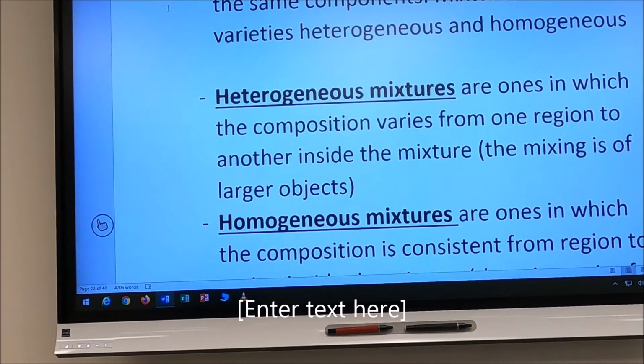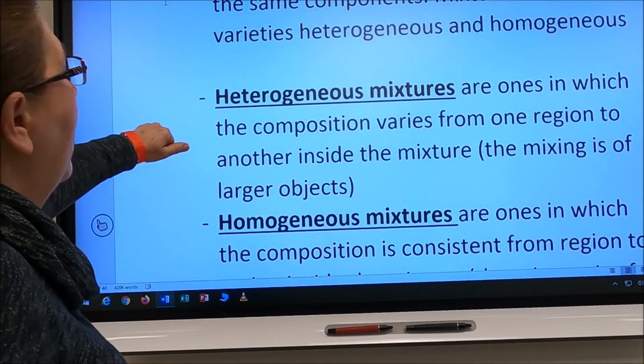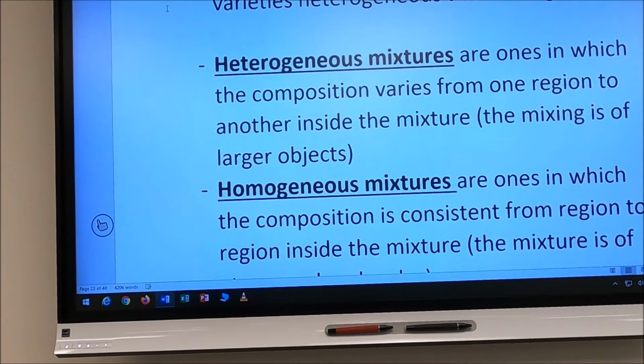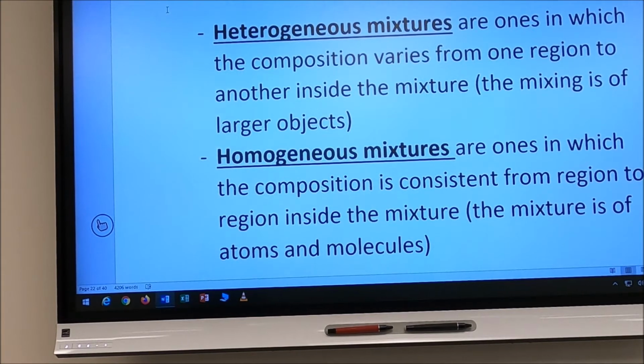So when we talk about mixtures, there are two varieties: homogeneous mixtures and heterogeneous mixtures. Now, a heterogeneous mixture is one where the composition varies from one region to another inside the mixture. That chicken noodle soup I was talking about. Whole blood is considered heterogeneous because under a microscope you can see blood cells. Ocean water is heterogeneous. A chocolate chip cookie is heterogeneous. A pizza is heterogeneous. I'm always hungry, guys. Marble, granite are heterogeneous mixtures.